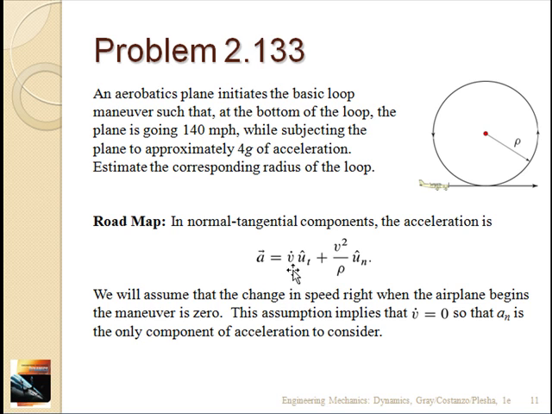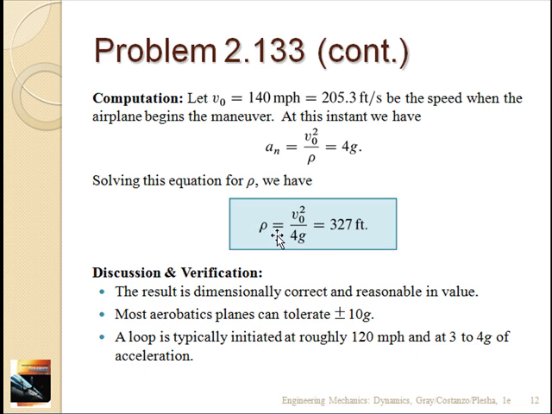Well, the acceleration is v dot times u hat t plus v squared over rho times u hat n. We're going to assume the speed is constant, so this term goes to 0. So the acceleration, which is 4g, is v squared over rho. We're given v, we're given the acceleration, and we just solve for rho. Okay, so rho is v0 squared over 4g, and what you get for this is 327 feet. So if you're going at 140 miles an hour and you fly a loop which has a radius of 327 feet, then the acceleration felt by the pilot will be 4 G's. It's pretty substantial.